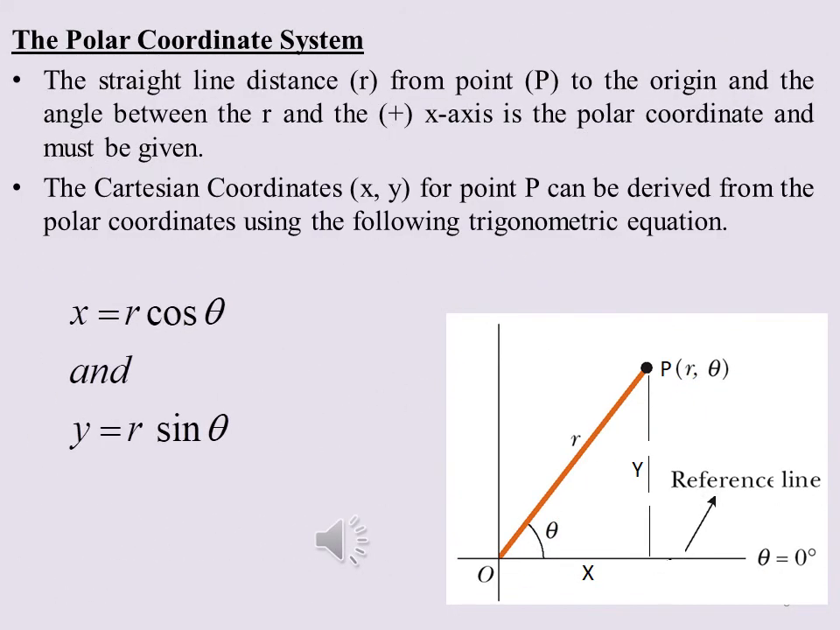The polar coordinate system. In this system, the straight line distance, r, from point P to the origin and the angle between the r and the positive x-axis is the polar coordinate and must be given to you. The Cartesian coordinates, x, y, for point P can be derived from the polar coordinates using the following trigonometric equations.